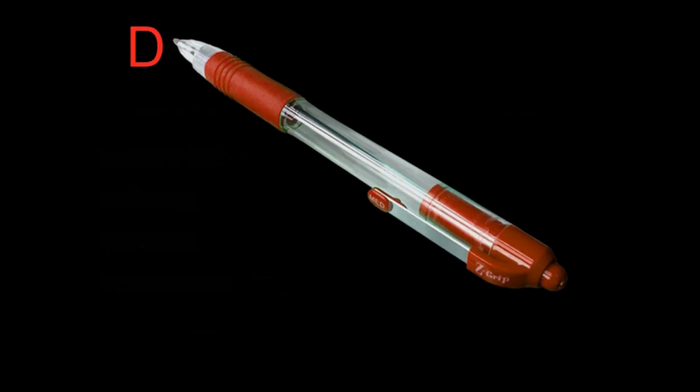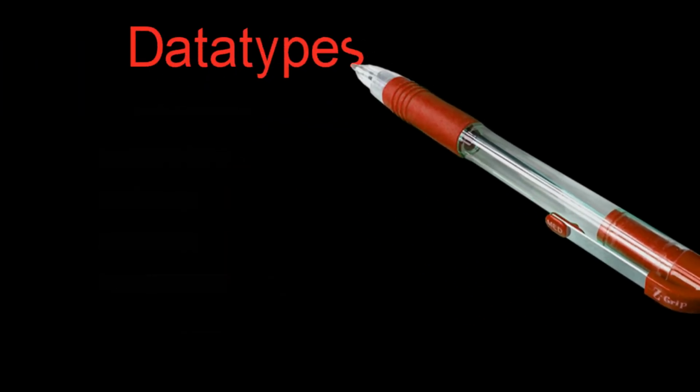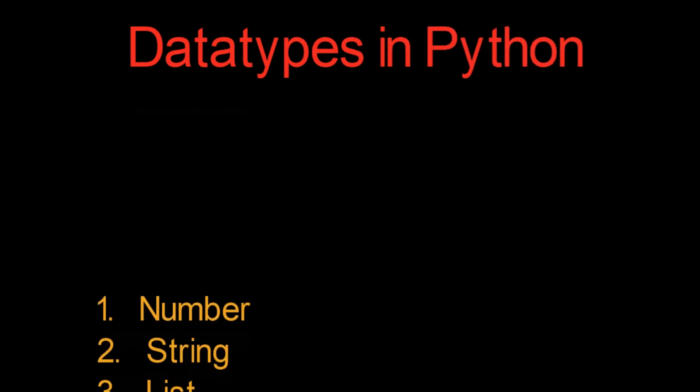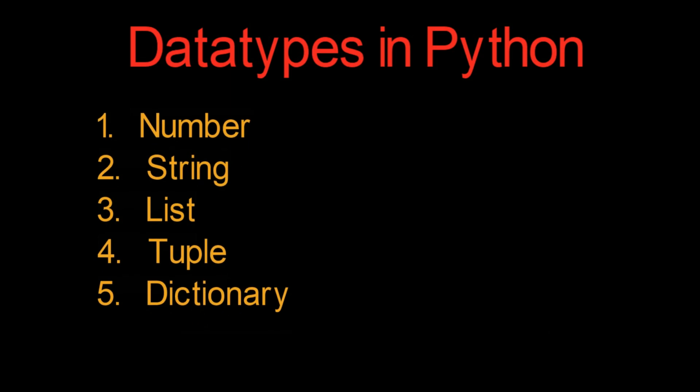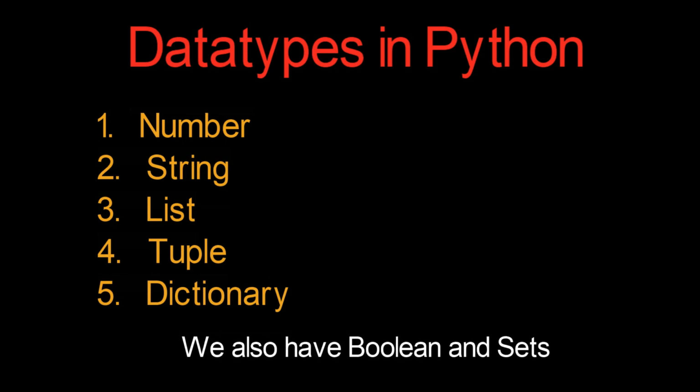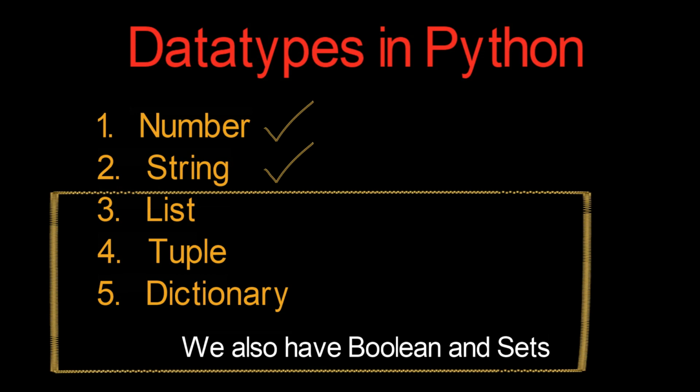So, as I've told you before, there are 5 major data types present in Python. First, number. Second, string. Third, list. Fourth, tuple. And fifth, dictionary. Also, we have Boolean and set data types which are present in Python. We've already discussed number and strings in detail, so we'll look at list, tuple, boolean, dictionary and sets.